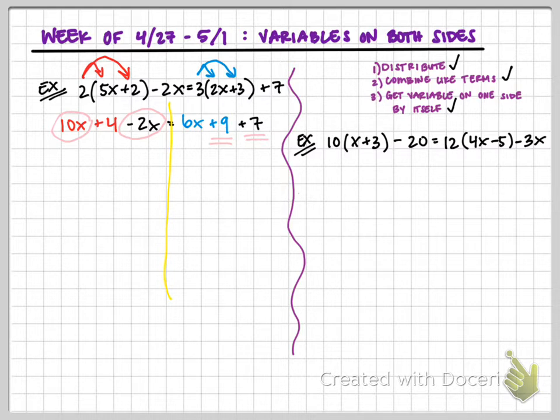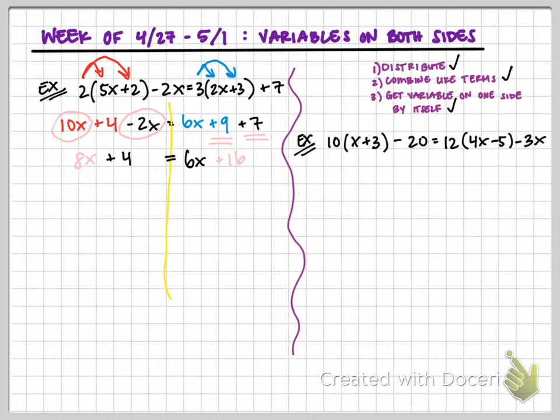So now I have 10x minus 2x. Let me use the same color. 10x minus 2x, that gives me 8x. Bring down the 4. On the other side, bring down the 6x. But 9 plus 7 give me 16. All right, now that I've combined like terms, I can get the variable on one side by itself.